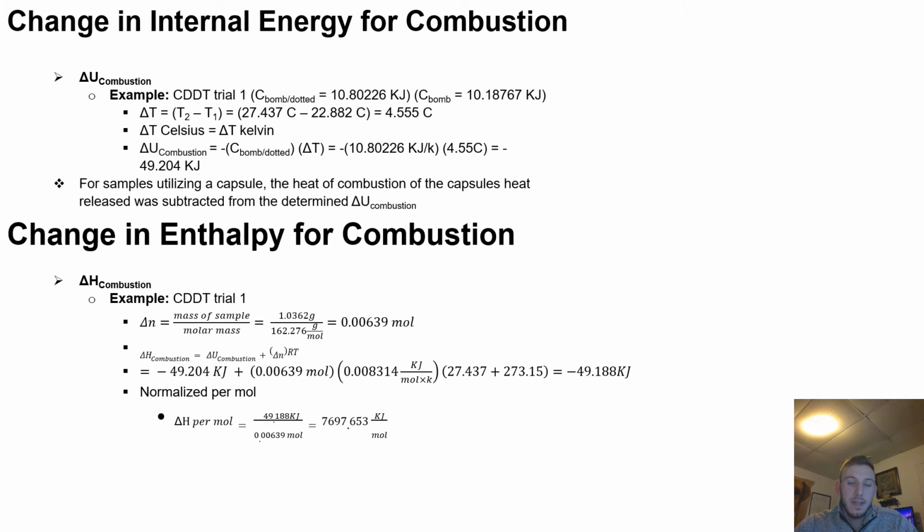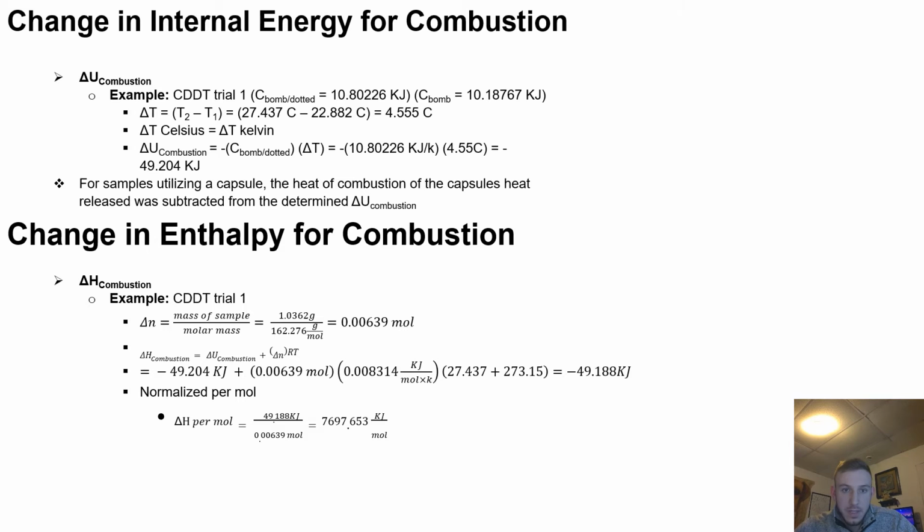And for samples utilizing the capsule, like I had mentioned before, the heat of combustion of the capsules, the heat released, was subtracted from the determined change in internal energy of combustion for those cyclohexane reactions. Now, talking about the change in enthalpy for combustion. Like I had said, we're going to be talking about this through CDDT trial 1.